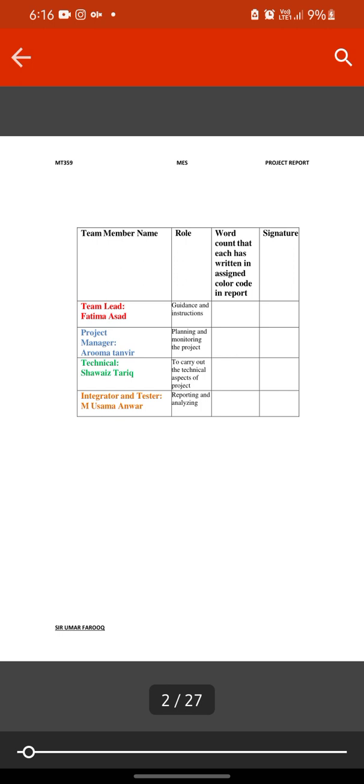Now, the technical role is me. In the technical portion, I carried out the technical aspects of the project like soldering and interfacing the sensors, making them work, setting the values, etc. Then comes the integrator and tester, which is Usama. Usama analyzed the whole project and report and created this report also.